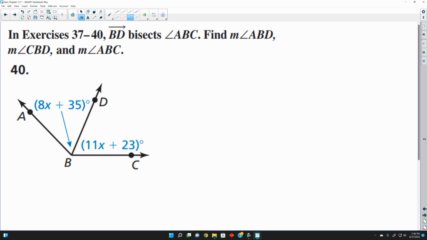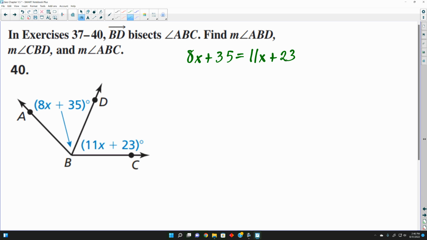Do we know what the whole is? No, but we do know what? That this angle and this angle here are what? Going to be the same, yes? Because if it bisects the whole angle, the two parts are going to be the same. So what do I know about 8x plus 35? Because these two angles, these two expressions are going to be the same because it bisected the whole angle. If it cuts the whole angle in half, its two parts have to be the same.